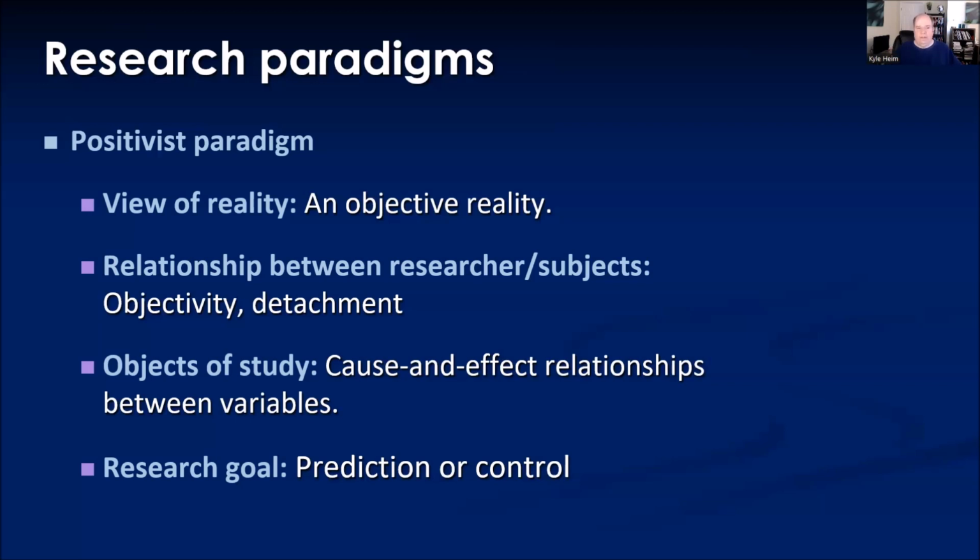Someone who's a positivist oftentimes studies cause and effect relationships between variables. How does one variable influence another? For example, what is the influence of social media use on someone's self-worth or self-image? Okay, that's a cause and effect relationship, where you would measure how often someone uses social media, you would measure their self-worth or self-image, and then you would see what the relationship is between those two things to determine whether there's a cause and effect relationship.